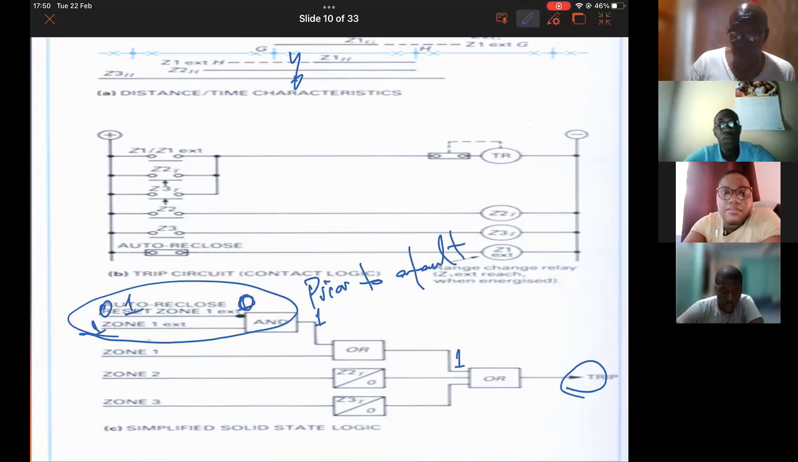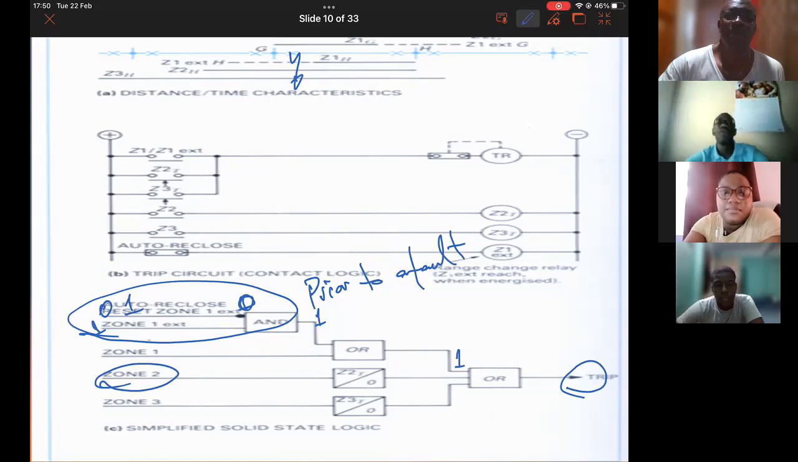Yeah? With the 0 at that point, if you get another end zone fault subsequent to that, yes, the zone 1 extension would not work. Right, so it classifies as zone 2 in that case. It now goes back to a zone 2 and you get the normal operation as before. Okay, then I understand.